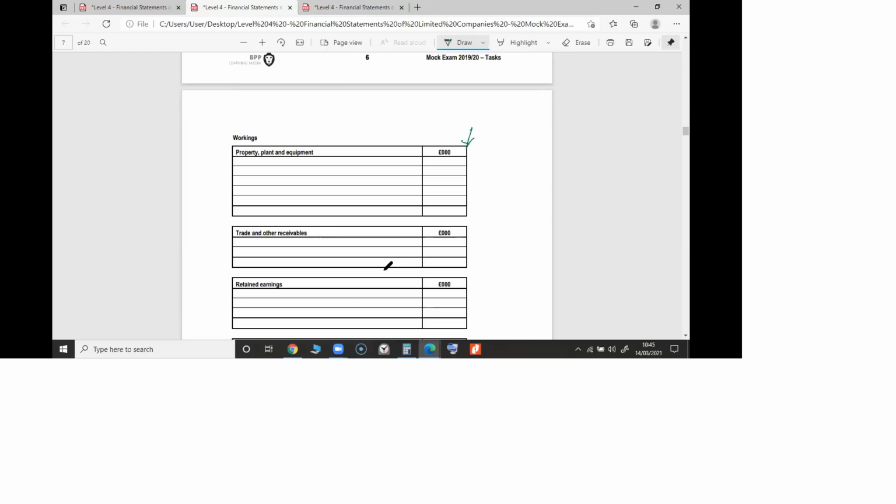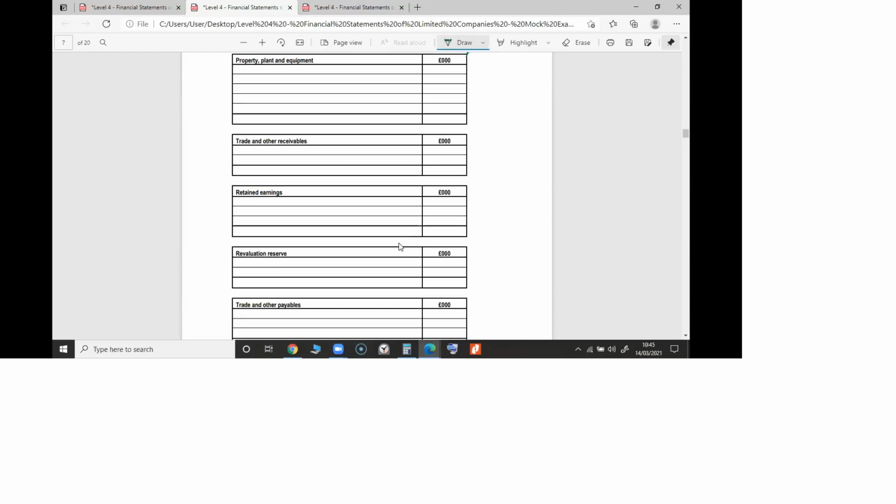Then trade and other receivables. You know, from trade receivables, you need to take away the sales return. Just do remember that one. Sales return was treated as sales. So we need to take the sales return away from trade receivables. The sales return was 1,500, but it would be doubled, times 2, so 3,000 should be taken away.